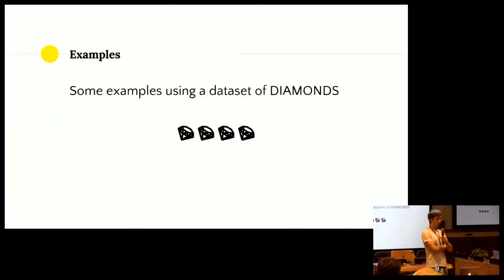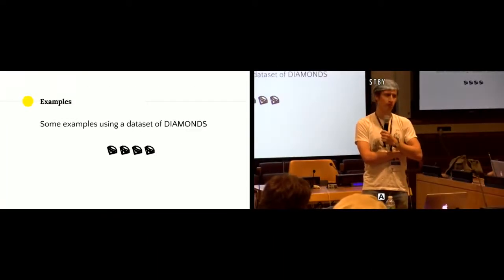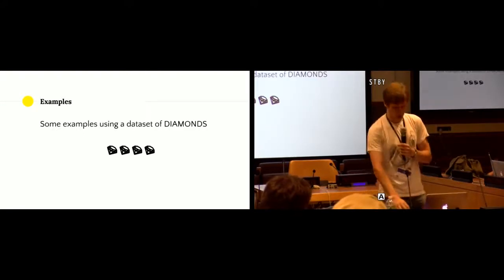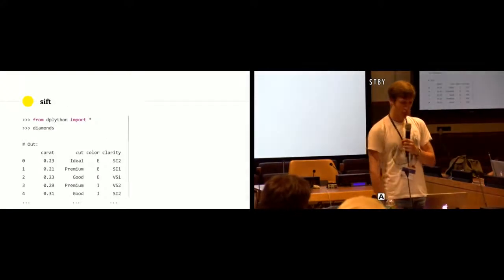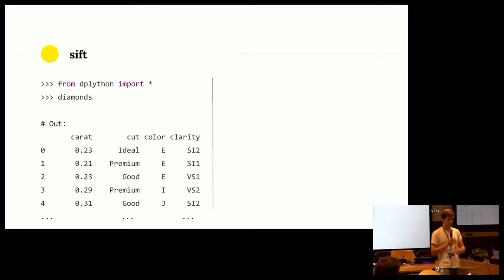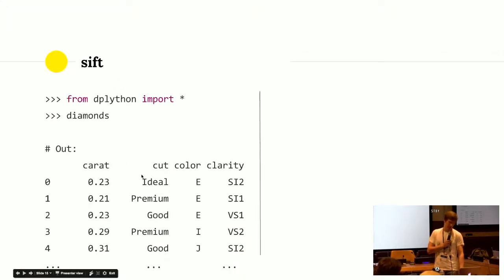Okay, so I'm going to give a few examples of this using a data set of diamonds. If you're familiar with the ggplot2 package from R, I think this is built in with it. It's used for example visualizations. So each row is a diamond, and there are a few different columns to describe it. So carat is a measure of the size of a diamond. You have the type of cut, you have a type of color, and you have other attributes, which I don't know much about, because I don't know much about diamonds.